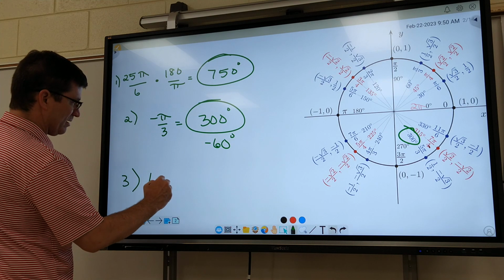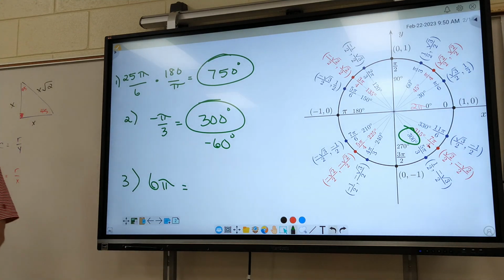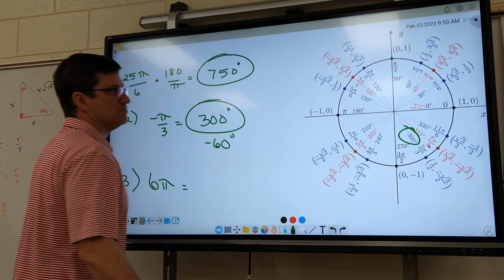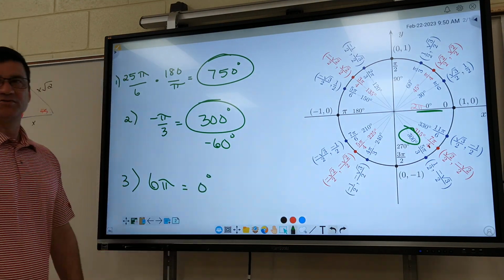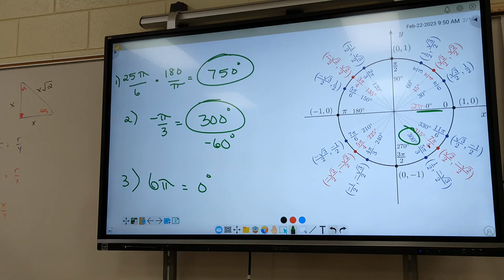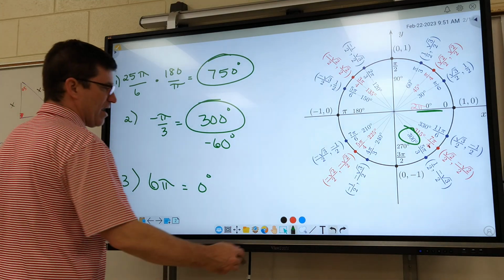All right, 6 pi. Where is 6 pi at on the circle? Matthew says on the right, 0 degrees is your answer. What's another answer you could put? Well, you would have to do 6 pi times 180 over pi. That's 1,080 degrees. I would accept either answer. All right, question on 1, 2, or 3? All right, you guys should remember that. Let's go to 4, 5, and 6.